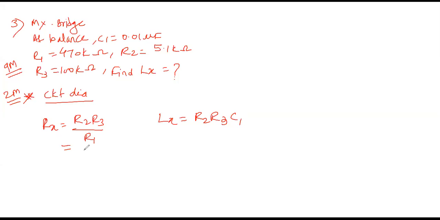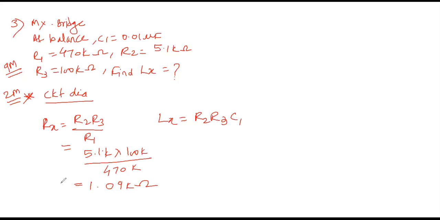Check it again. R2 is 5.1 K multiplied by R3 100 K divided by R1 470 K. You're close to it. Okay, Rutuja posted the correct answer exactly, Sakshi and Rutuja. The answer is 1.085, or we can write 1.09 kilo ohm.